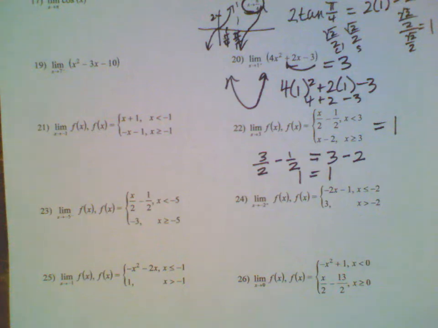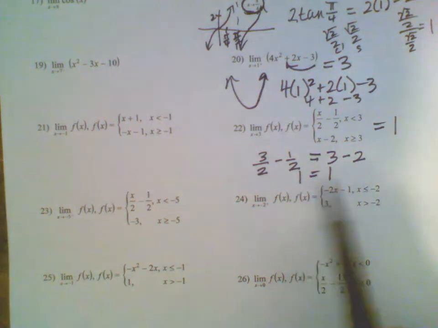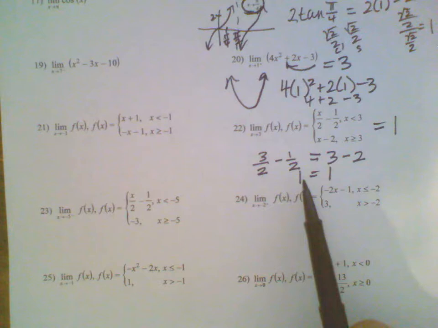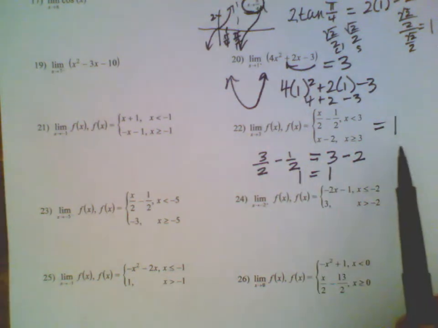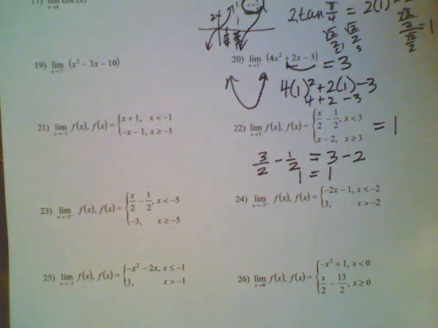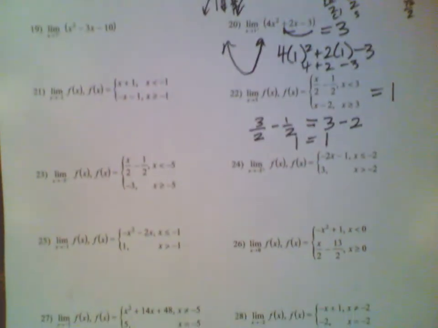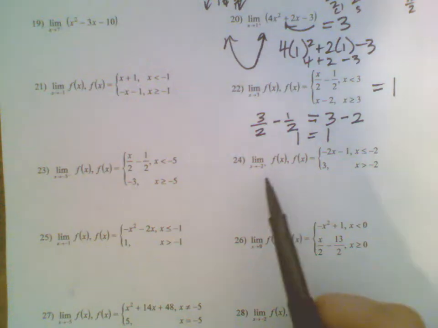What if they didn't come out to be the same? What if the left-hand side and the right-hand side don't match? Then the left-hand limit is different than the right-hand limit, and therefore the limit does not exist. What if they're asking only for the left or the right? Well, that's what's going on in this case.